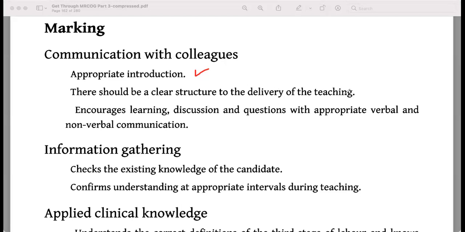There should be a clear structure to the delivery of teaching. Of course, encourage learning, discussion, and questions with appropriate verbal and non-verbal communication. In your technique, you were good. Your teaching is great, but at intervals, ask your colleague to repeat what you have said and highlight it. For you, I tried to help you when I mentioned the time of the active and the time for the passive management, because this was one of the trainee's concerns, that they don't know the appropriate time for the third stage.